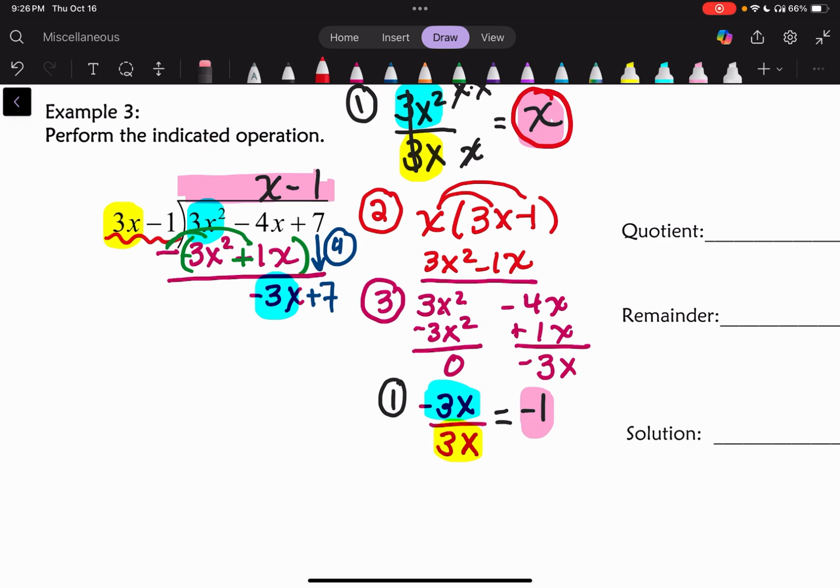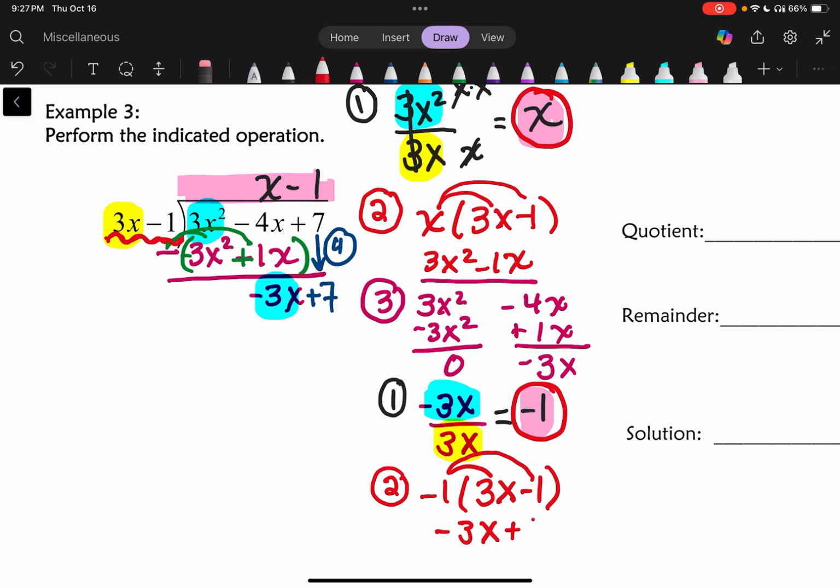So then from there, I'm going to move into step 2. And step 2 tells me I need to multiply. So I got this negative 1. And I'm going to, once again, remember we are multiplying by this divisor. So we have 3x minus 1. Well, then from there, I am just multiplying. So I have negative 1 times 3x is going to give us negative 3x. And then I have this negative 1 times a negative 1. Well, negative times a negative, that's going to give us a positive.